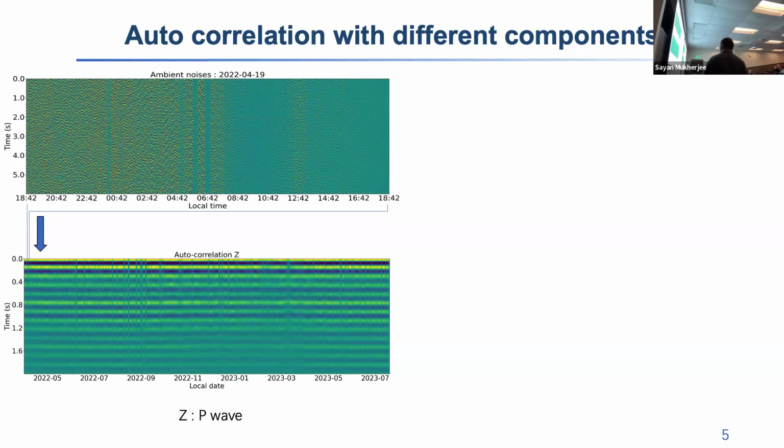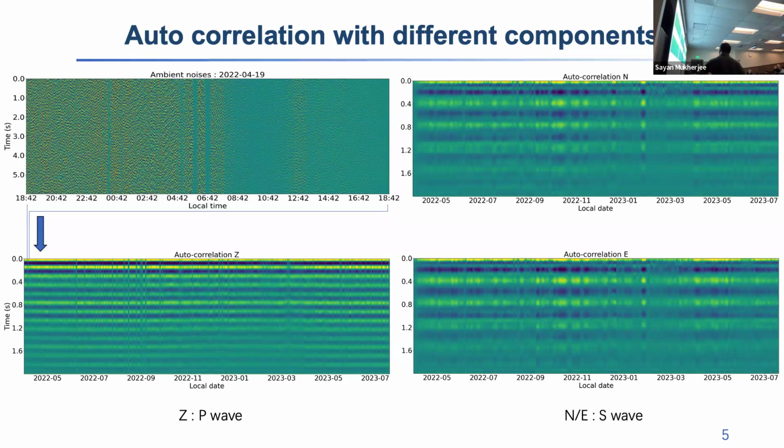By the Z component autocorrelation, we get a reflected P wave here. We also do the autocorrelation for the N and E horizontal components, and they give the reflected S wave. These two components look similar, and if you compare the P and S waves, you can see the periodicity or time delay is different. This is just because the velocities of the P wave and S wave are different, even though they have the same wave path.